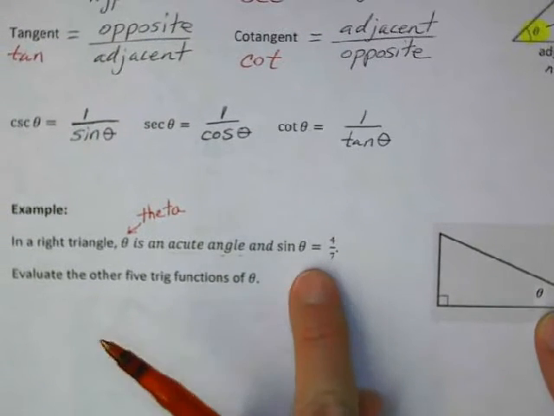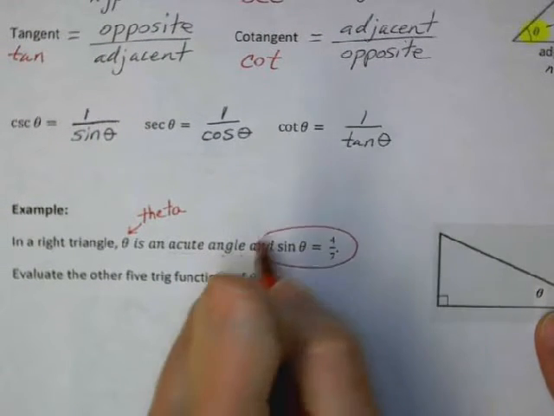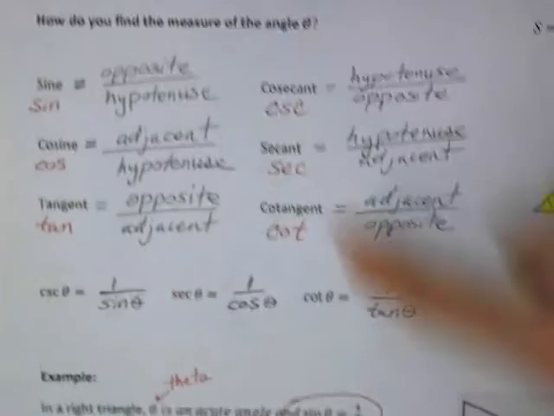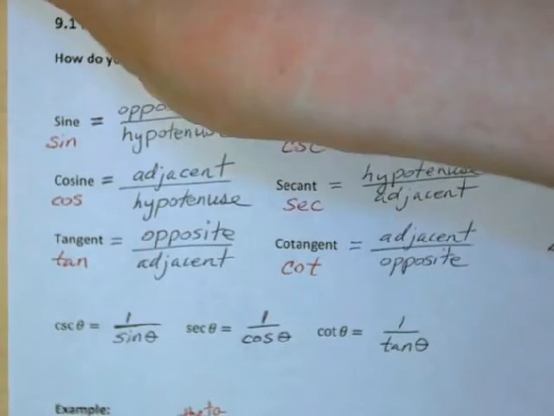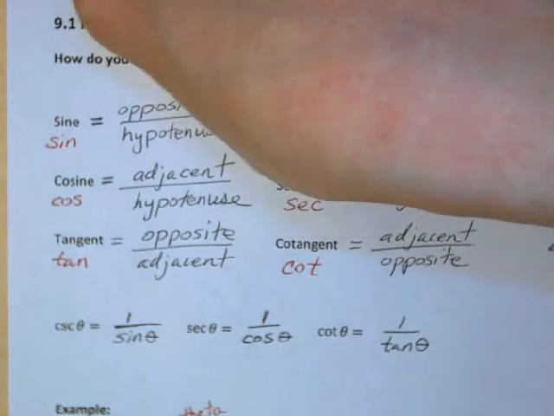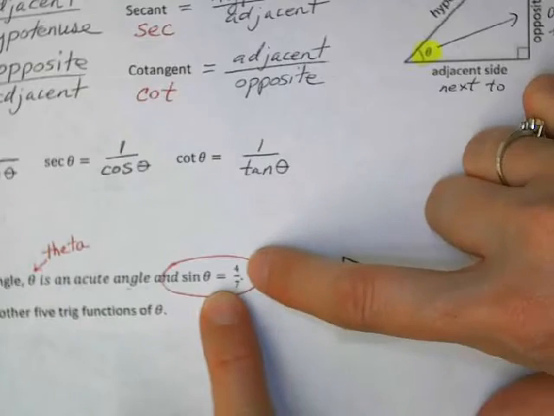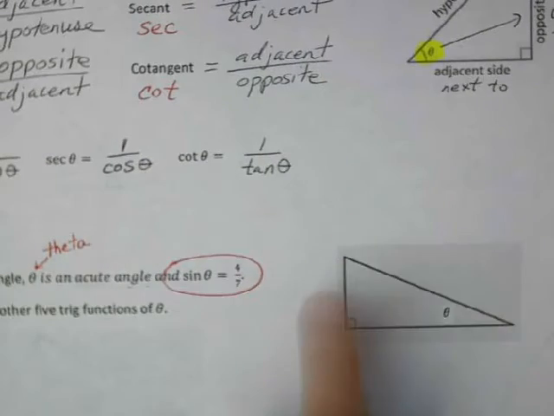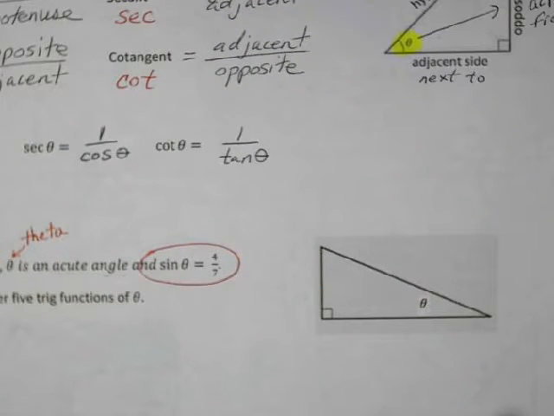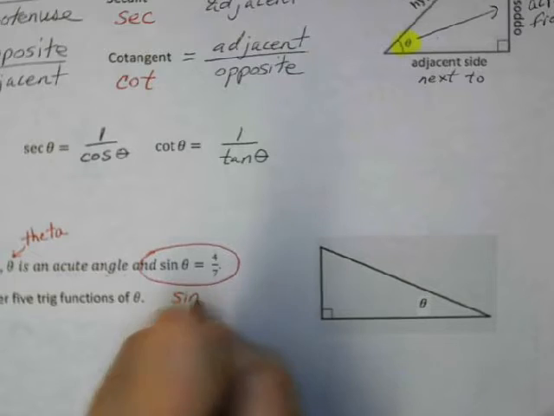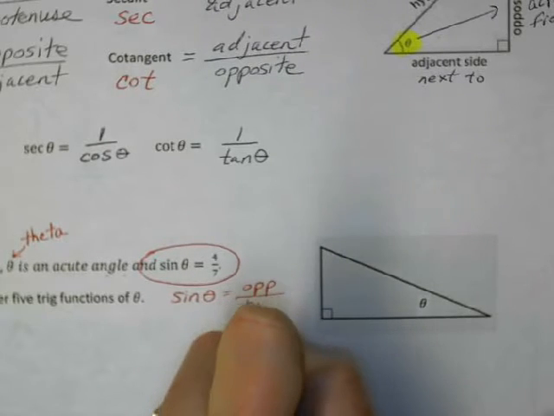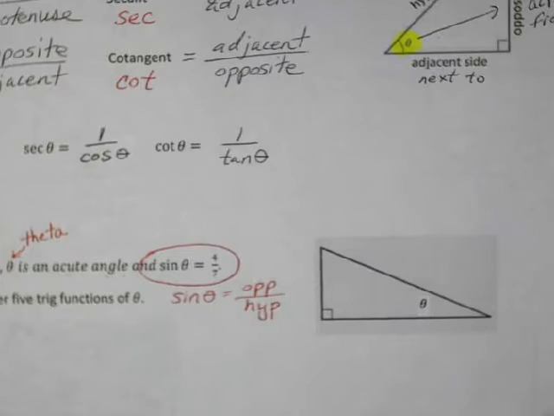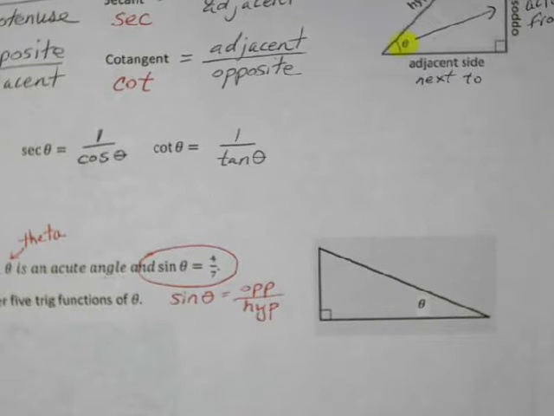Okay, so that's important. We have to use this. They're telling us sine of theta is 4 over 7. Well, if we look up here, sine we said was opposite over hypotenuse. So if they tell us this sine is 4 over 7, that gives us some information. Sine was equal to opposite over hypotenuse.